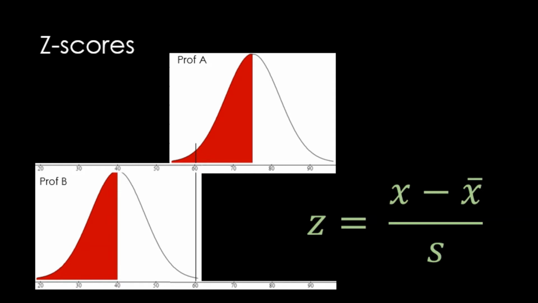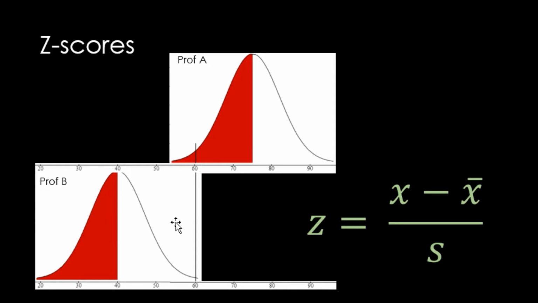Here's an example. Let's say we have classes of students taking the same class with two different professors, Professor A and Professor B. Professor A gives his class a test, and overall the class does pretty well. The average is a 75%. However, Professor B also gives a test, but this test is much harder. The class average is only a 40%.